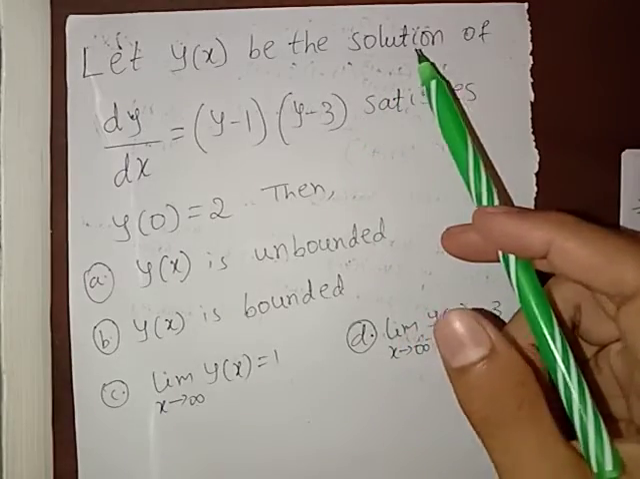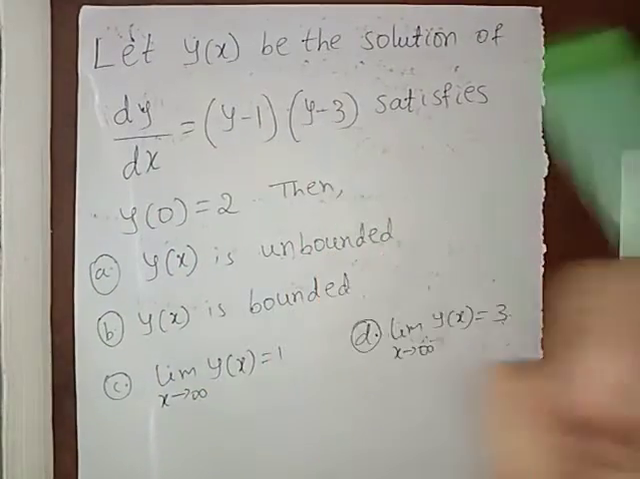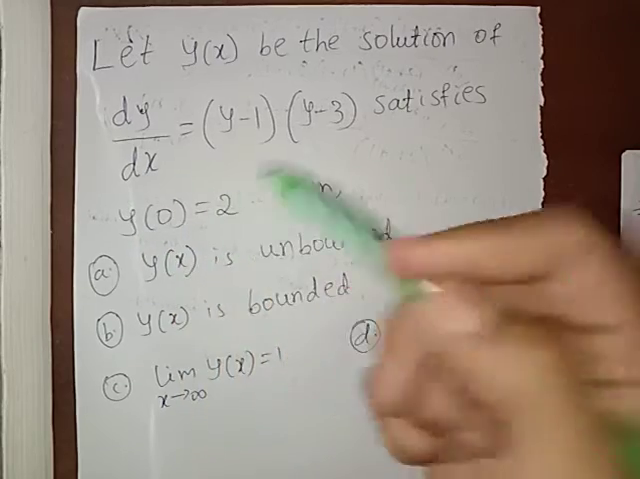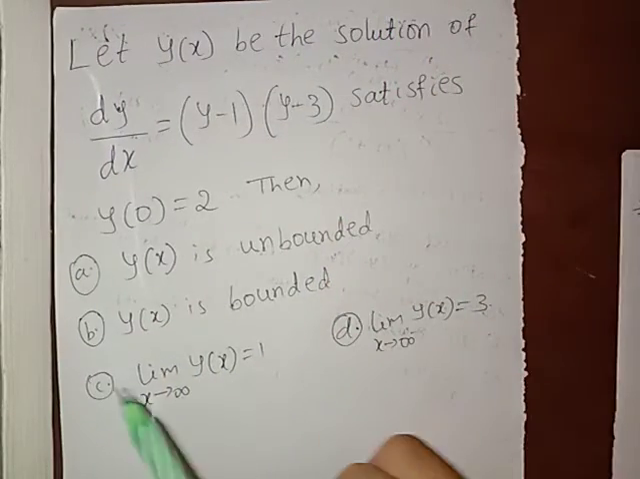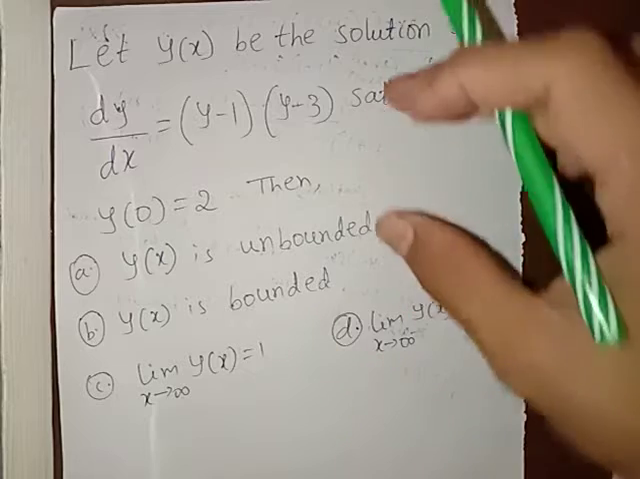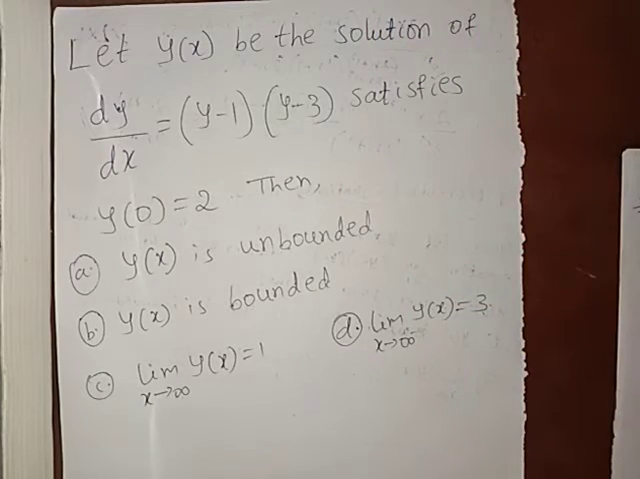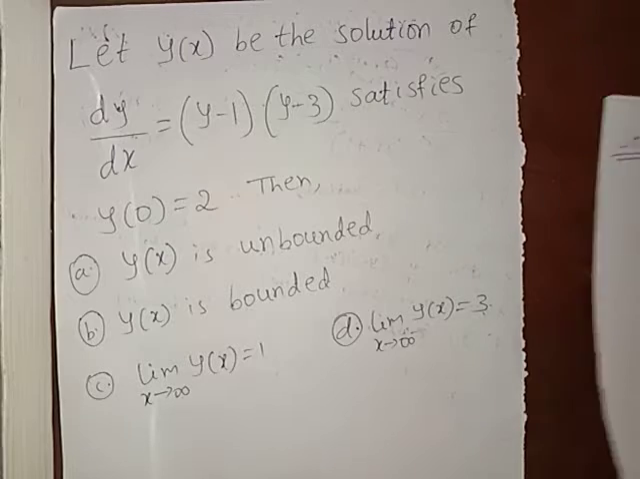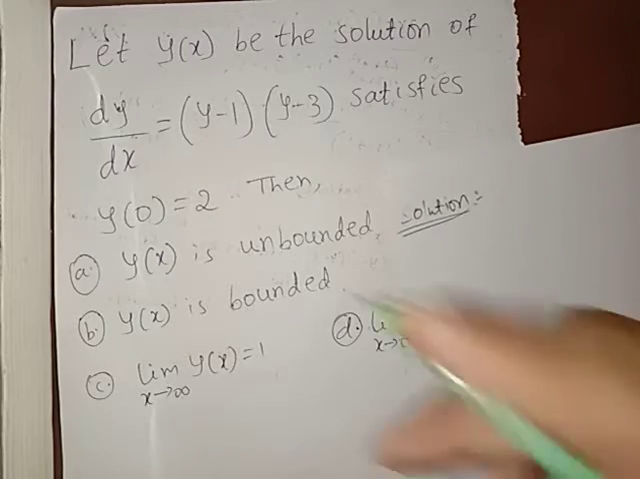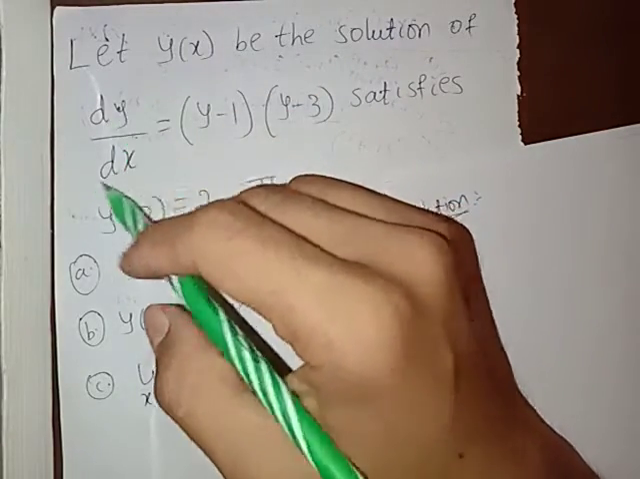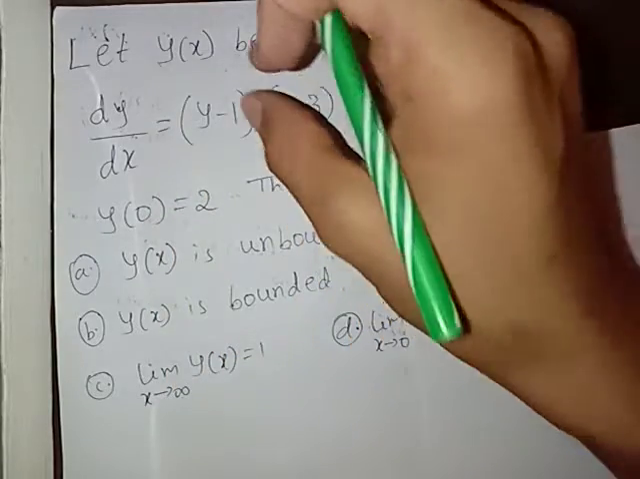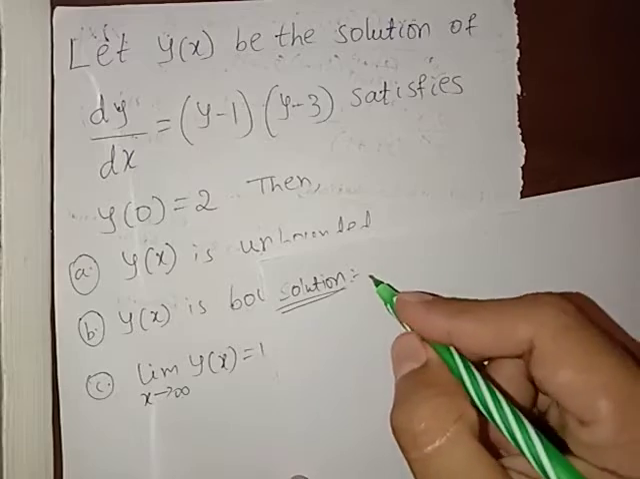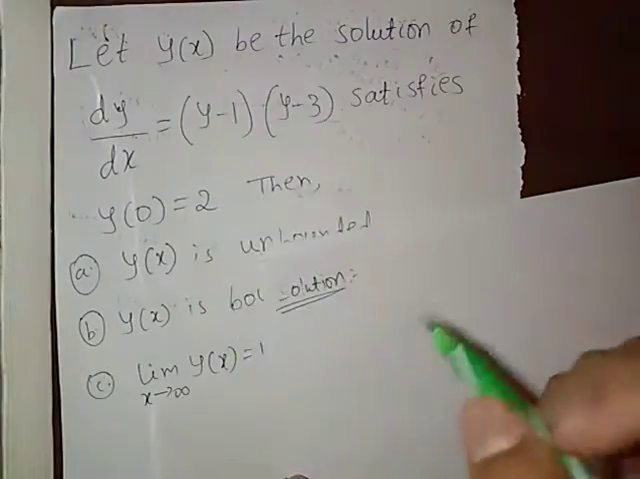Let y of x be a solution of this differential equation and it satisfies y of 0 is equal to 2. Then we have to find out which choice is correct for this statement. This is an IIT JAM mathematics question. We can solve it. First we have to solve the differential equation and find the solution, that is, find out what y of x is.